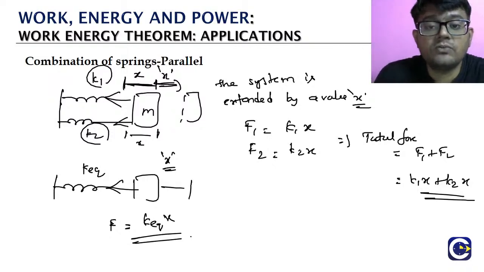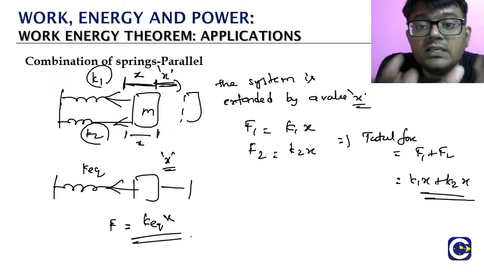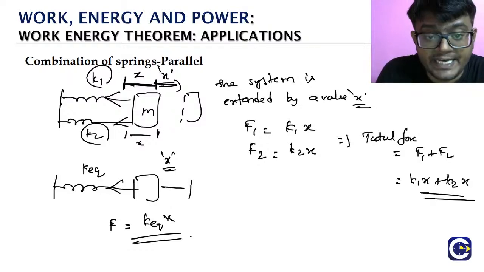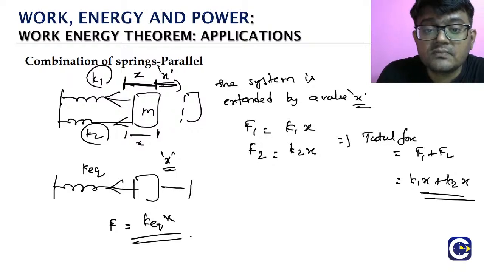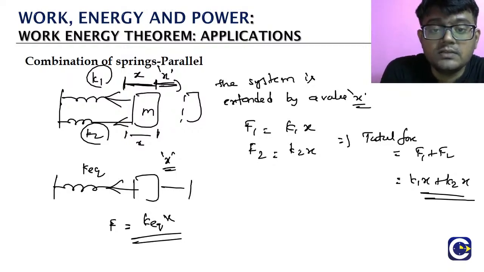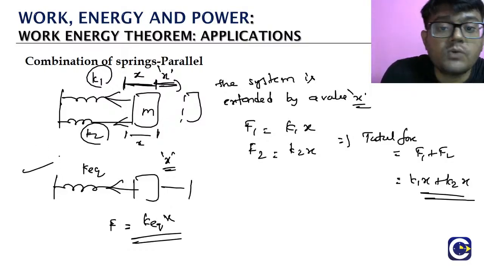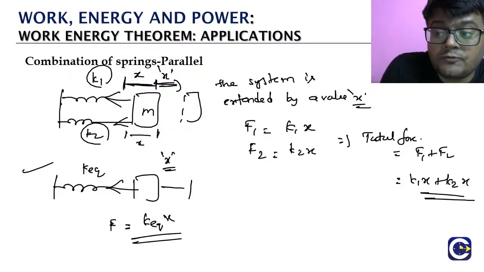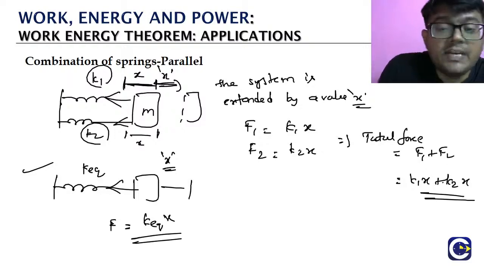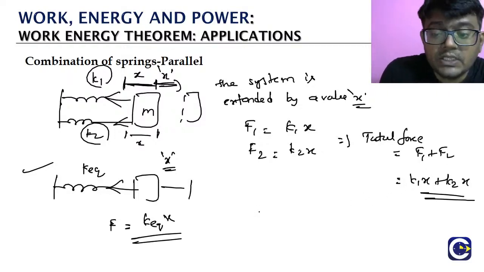ஆல்ரெடி நம்ம என்ன சொல்லிருக்கோம், whenever we are talking about an equivalent spring or an effective spring, whatever the force given by the individual springs of that combination, the total effect should be represented by the equivalent spring. அப்படிதானா? So இங்க பாருங்க, the combination of parallel springs, they are contributing how much total force? எவ்வளவு? k1x plus k2x.